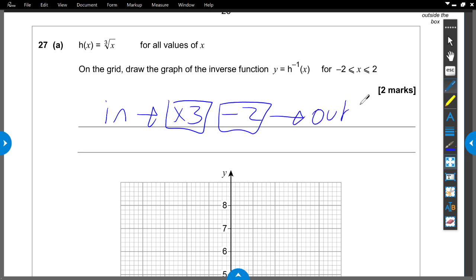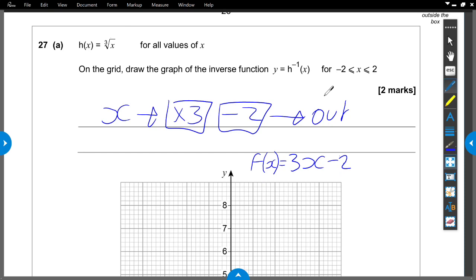Functions is basically saying this, except we have x as our input. So we start with x, we times that by 3, and then we minus 2. This is our output, and that's our function of x. In this case here, we don't have that, but the principle is still the same.